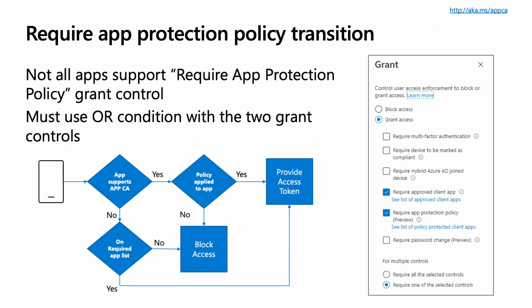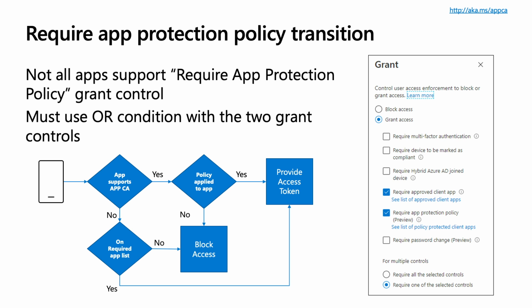We're in a state of transition between the require approved client app and the require app protection policy grant access controls. And not all apps support the require app protection policy grant access control today. It requires investment within the apps. They have to integrate an authentication library. They have to integrate the Intune SDK, and they have to make targeted code changes to support this new conditional access paradigm.